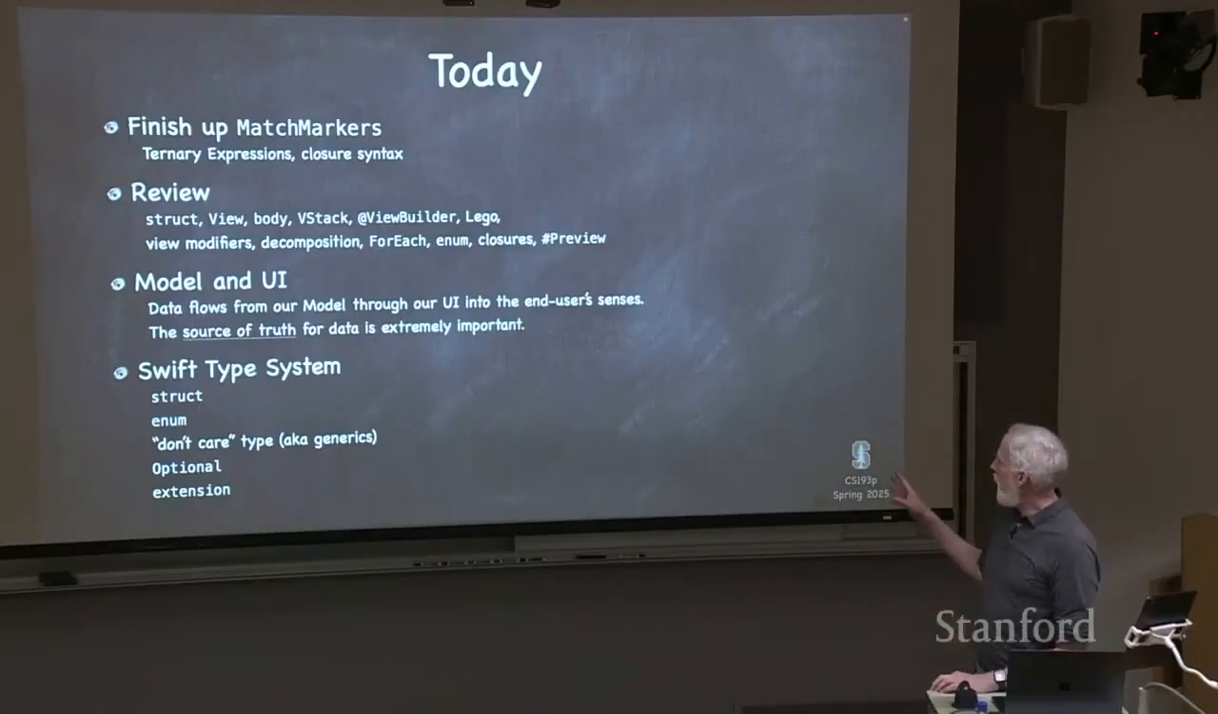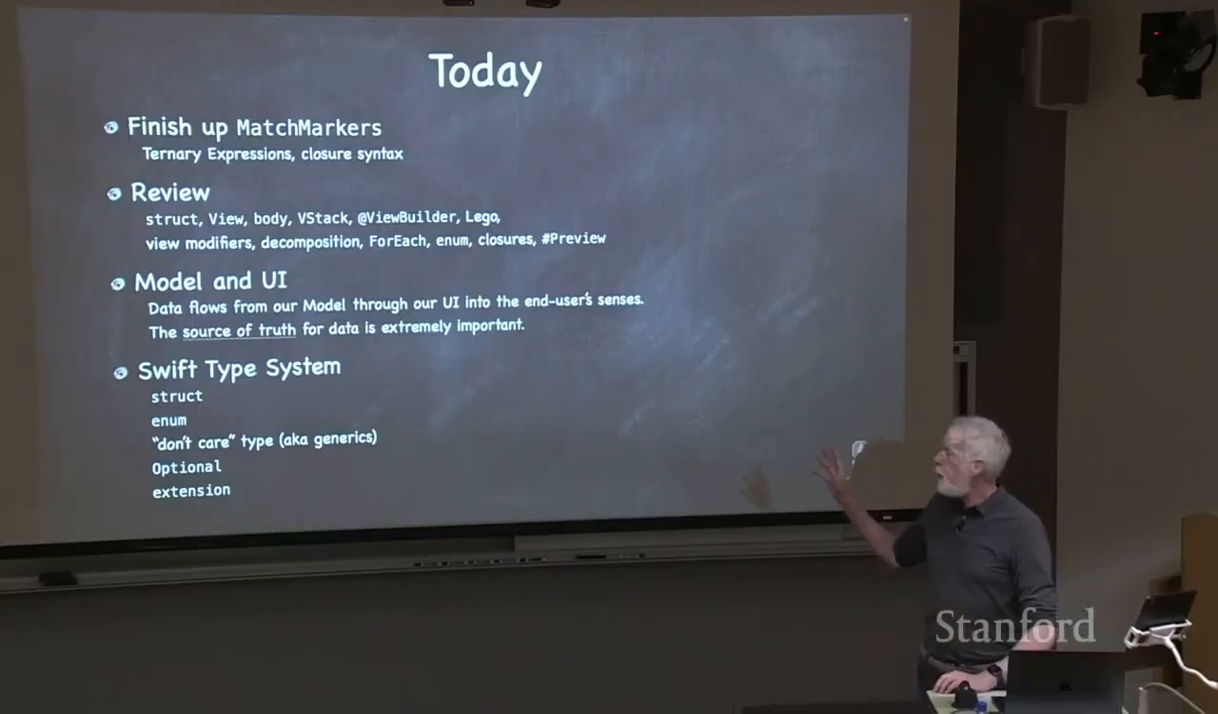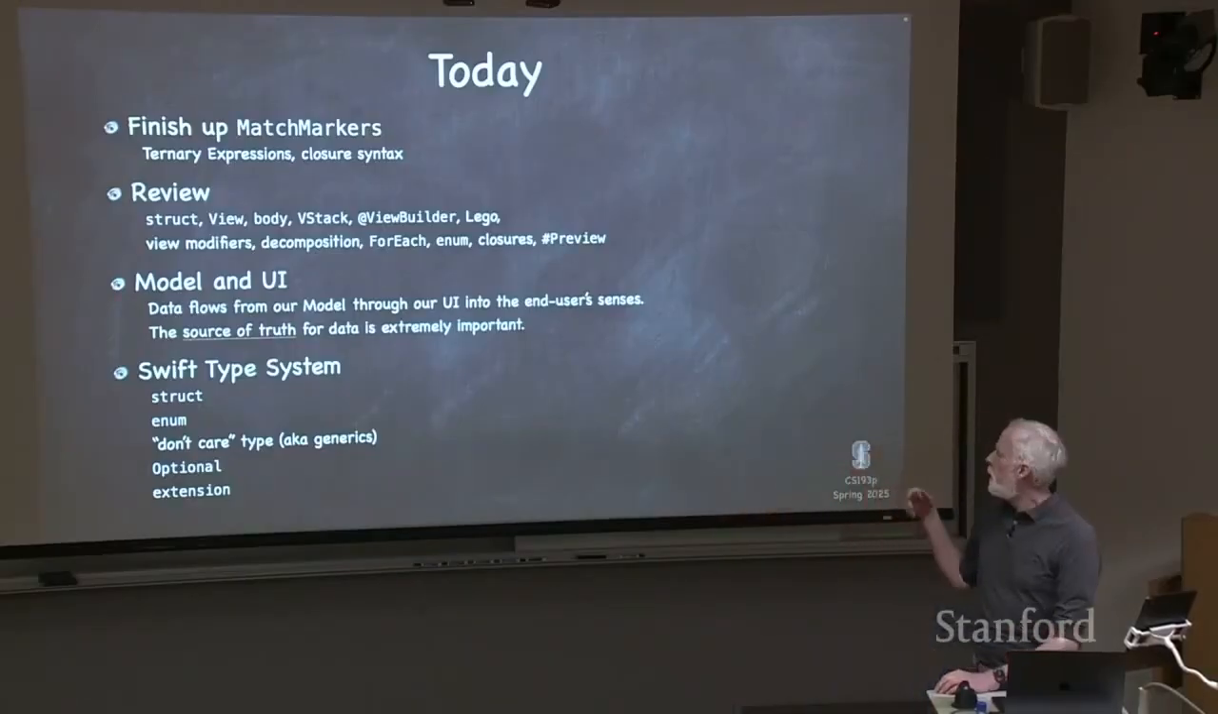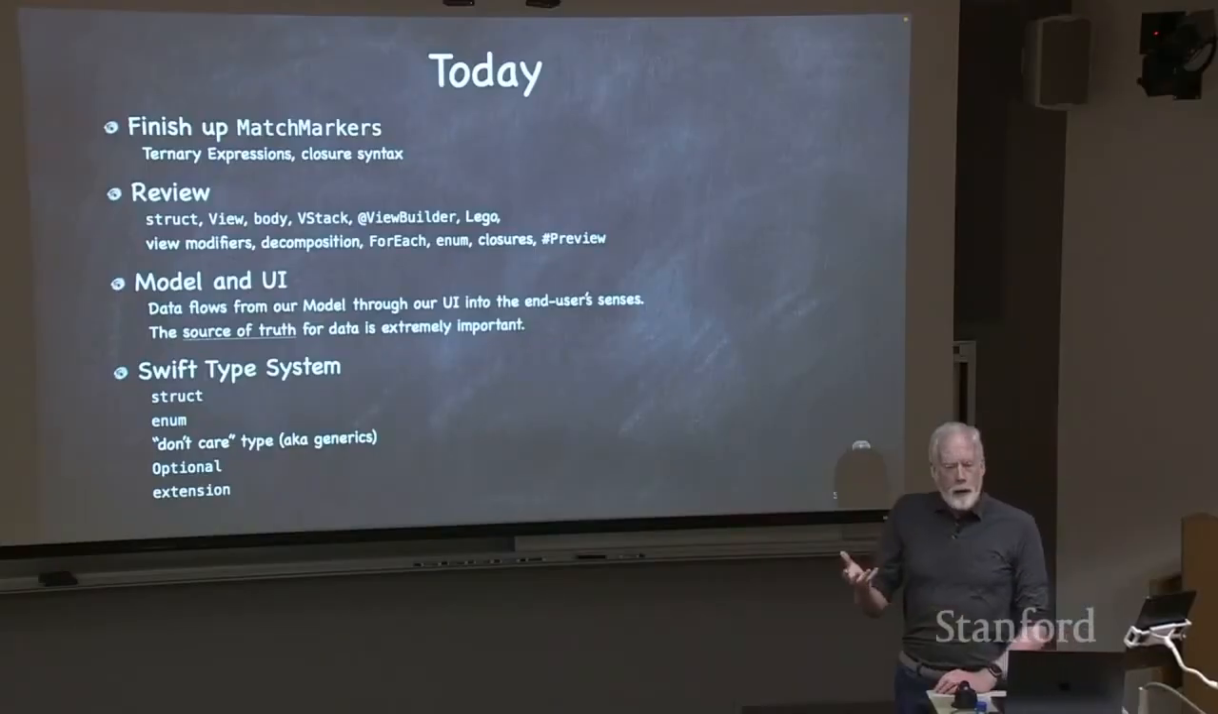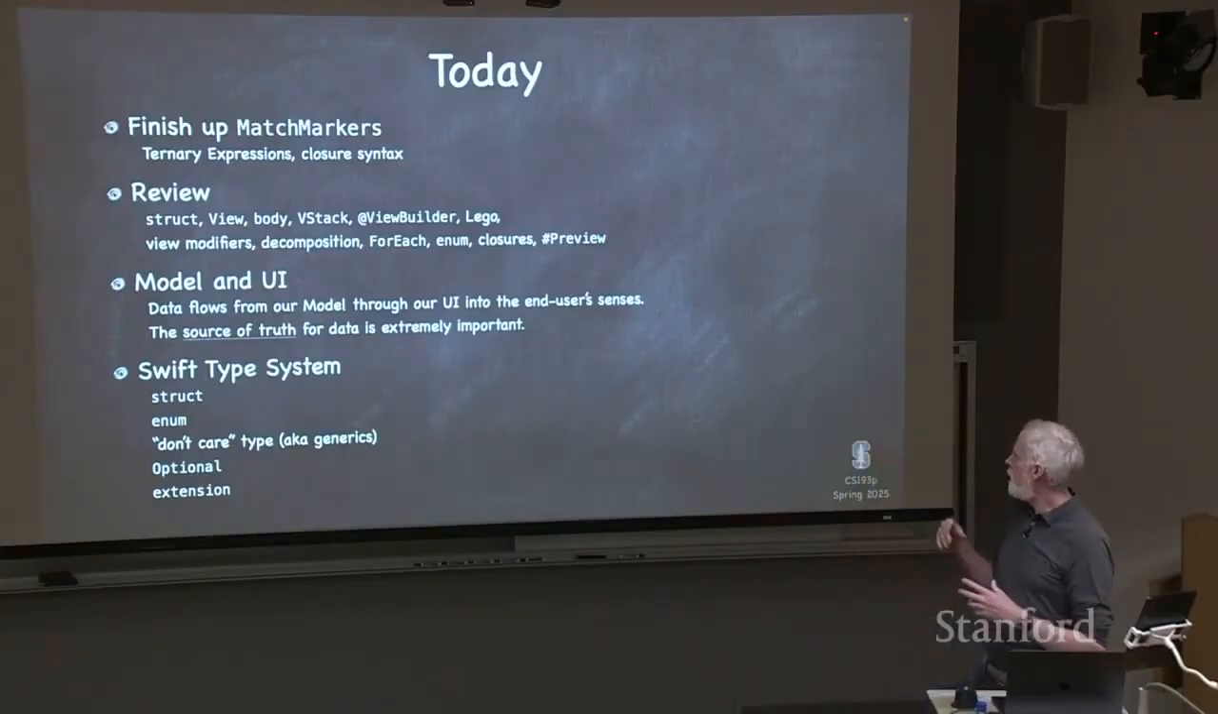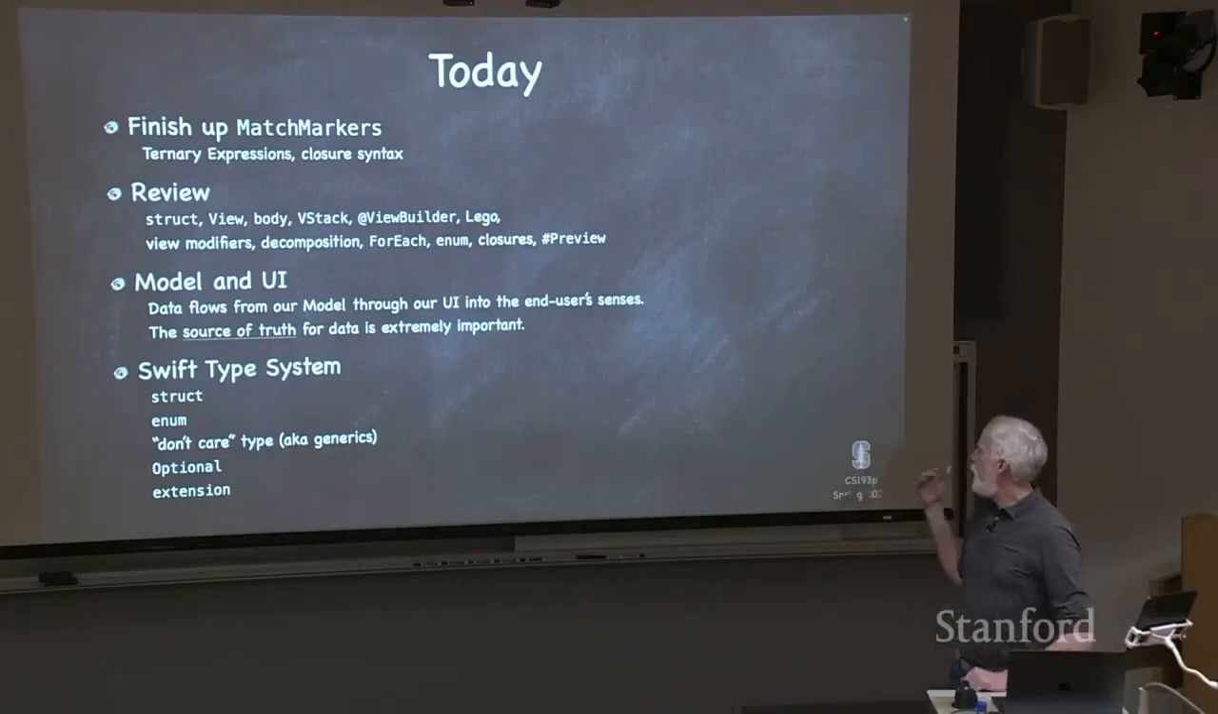But for me to do that, I really need to talk about these topics up here, model and UI and Swift type system. We need to really understand the fundamentals of those. And you are reading about those things a little bit, not so much model and UI, but the Swift type system in your reading. But I'm just going to call out some of the key parts of the type system in Swift. All right.